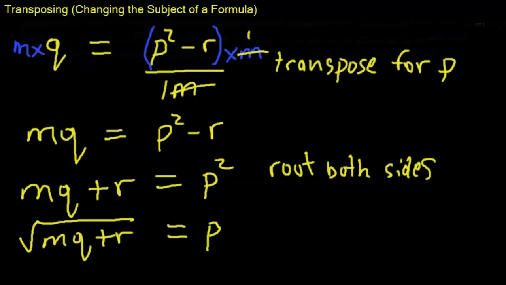Alright, so what we'll do is take the square root of both sides. So square root of that side and the square root of that side, right? The square root of p squared is p. And that's it. We have p isolated on one side of the equation, and that's it.